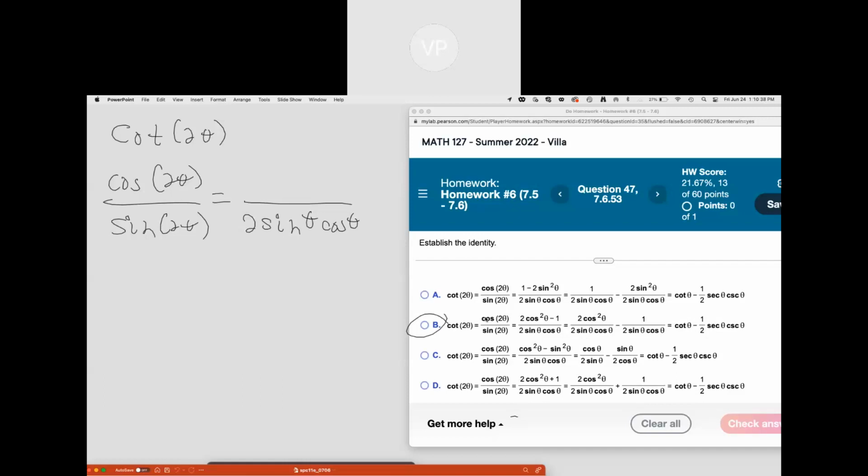Part C, again, they split this into 2, but notice when they split it, I guess they didn't show that step here, but they split it, and this is cosine squared over this, so one of the cosines canceled.